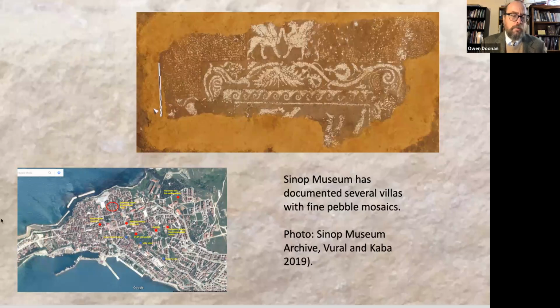So again, we're basically thinking that we have a local workshop that is actually serving a very well-to-do clientele. We can also see interesting parallels, for example, up in Pantikapaion in the northern Black Sea, and so this is the evidence, I believe, of the emergence of a quite well-to-do elite sector of the Sinope community.